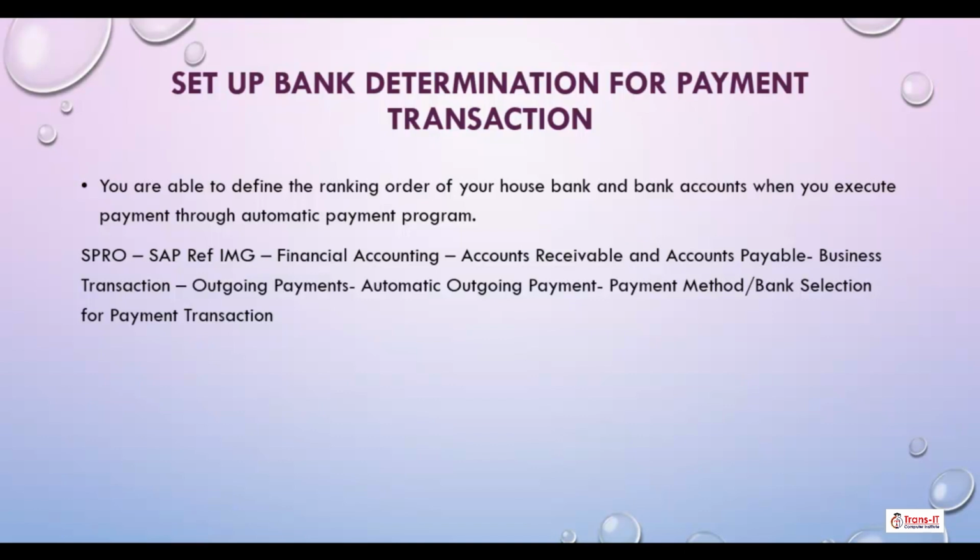You are able to define the ranking order of your house bank and bank accounts when you execute payment through the automatic payment program. For that, we can use transaction code FBZP or, via SPRO, SAP Reference Implementation Guide, Financial Accounting, Accounts Receivable and Accounts Payable, Business Transactions, Outgoing Payment, Automatic Outgoing Payment, Payment Method or Bank Selection for Payment Transaction.